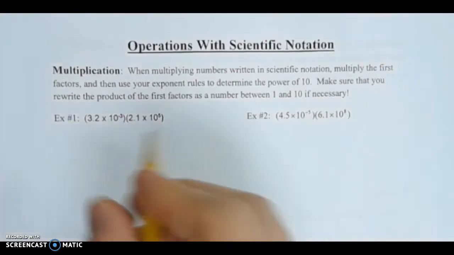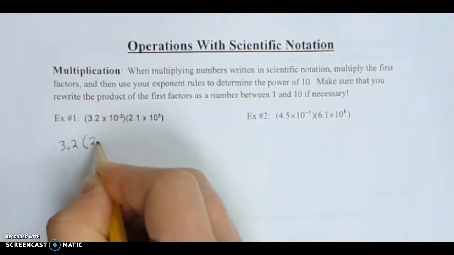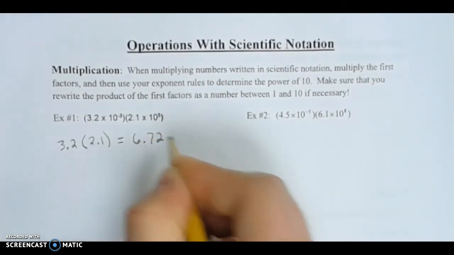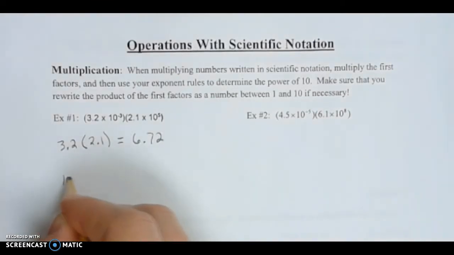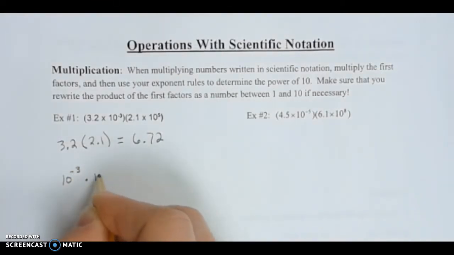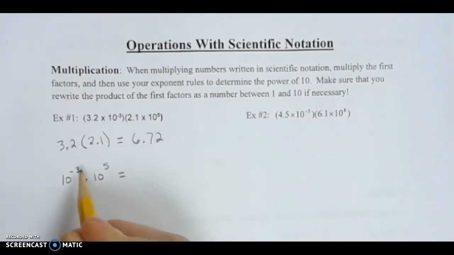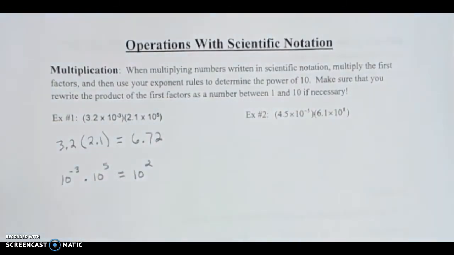I'm going to start by multiplying the first factors together. I'm going to have 3 and 2/10 multiplied by 2 and 1/10. And when I do that multiplication, I get 6 and 72/100ths. For my powers of 10, I'm going to do 10 to the negative third power times 10 to the fifth power. And remember, with same bases, if I'm multiplying, I can add these exponents together, so this is going to become 10 to the second power. And so when I rewrite this now in scientific notation, I have 6 and 72/100ths times 10 to the second power.